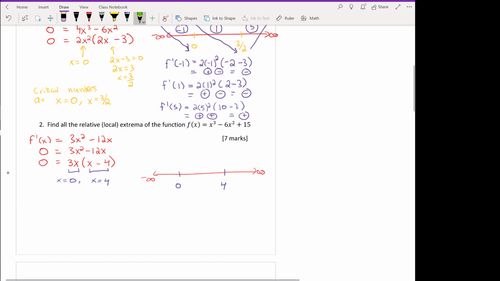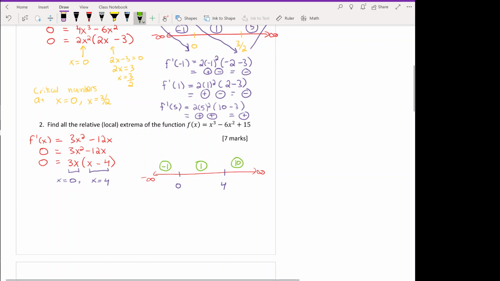The first region goes from negative infinity to 0, so I'll pick negative 1 as a number that definitely fits into there. Second region goes from 0 to 4, I'll pick positive 1 as a number that fits in there, and the last region goes from 4 to infinity. I feel like picking 10, just because.